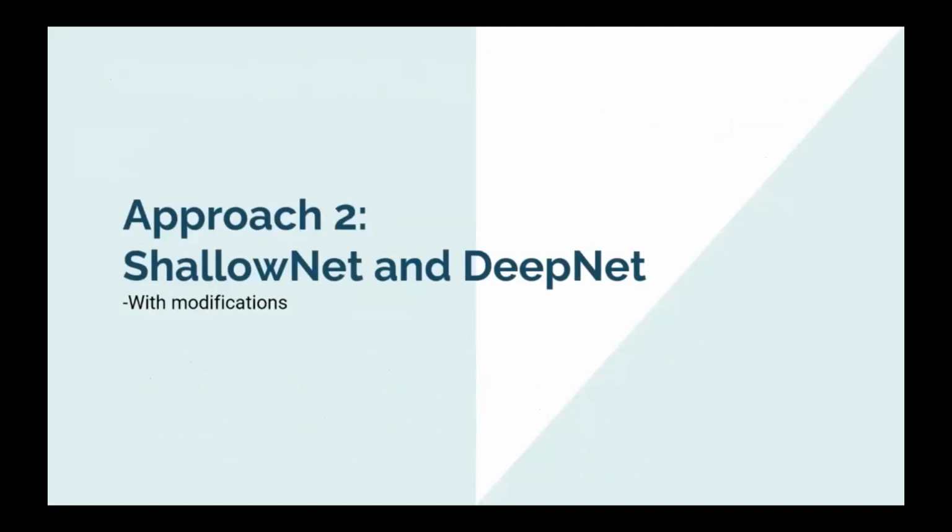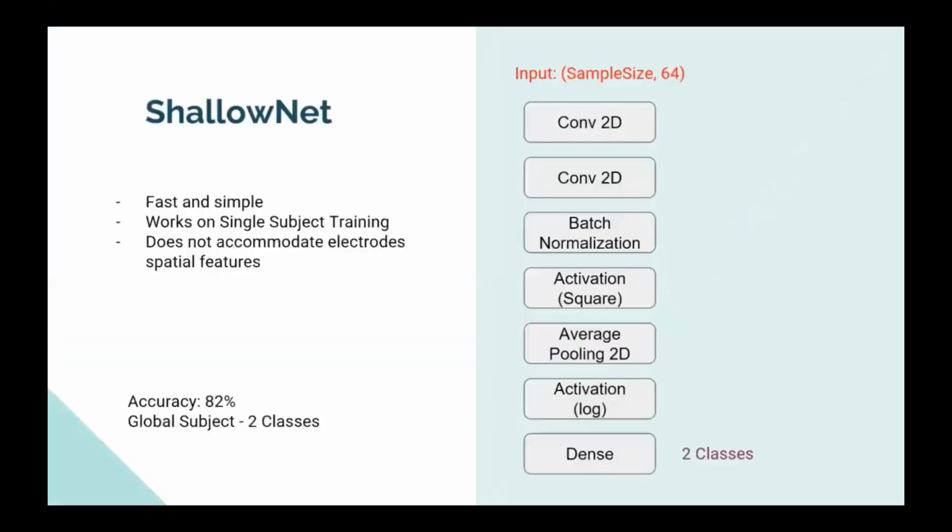Our second approach was using 2 simple ideas, which are the shallow net and deep net models. The shallow net architecture is quite simple. It just has 2 convolution layers, 1 batch normalization and 1 pooling layer. This architecture was found in literature, but it was used to classify 2 classes only and for multiple subjects. The binary classification accuracy was 82%.